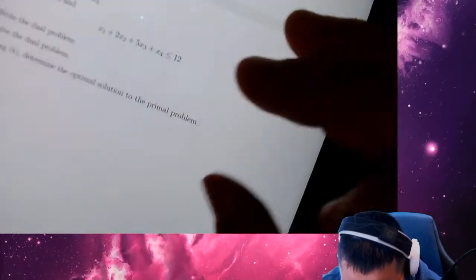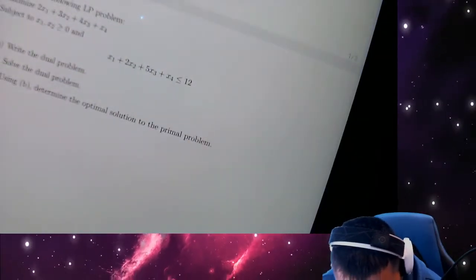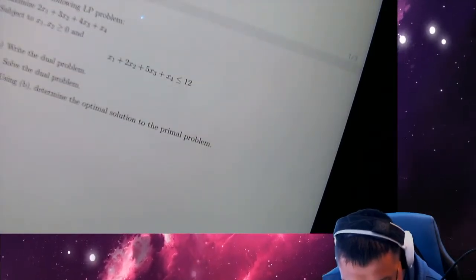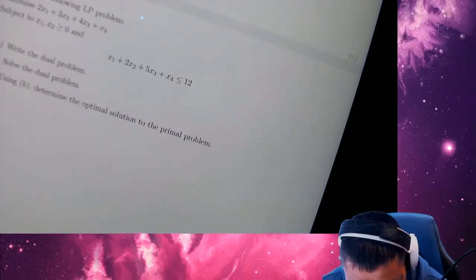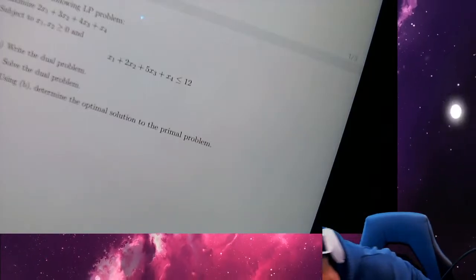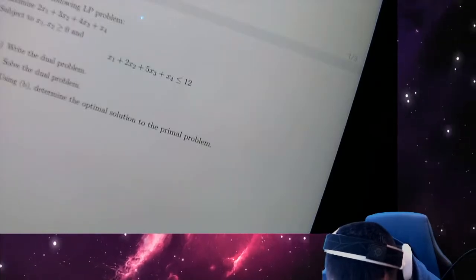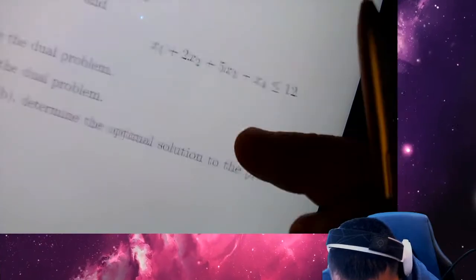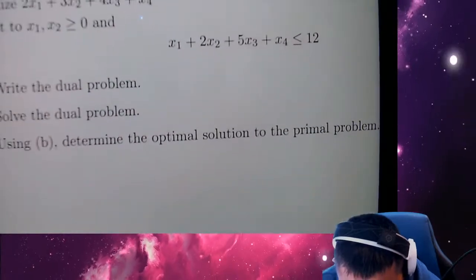Now, that's a lot of work. Okay, so that was that one. Now we got this one. Now this is where we only have one inequality, right? Solve the dual problem. Interesting. Okay, well, let's write out the dual problem.